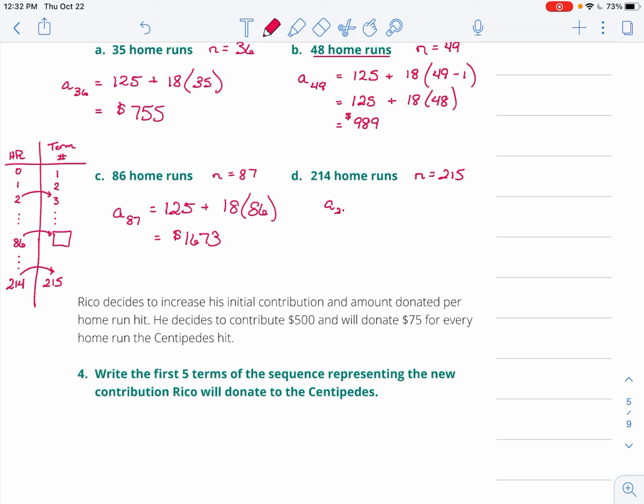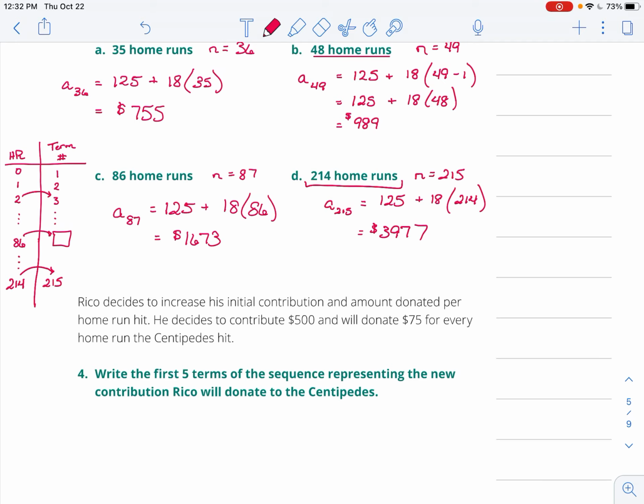So A sub 215 can be found by your initial donation of 125 plus 18 times 214, because that's how many home runs there are, that's how many 18s get added on. So this one's a lot more. $3,977 would be donated.